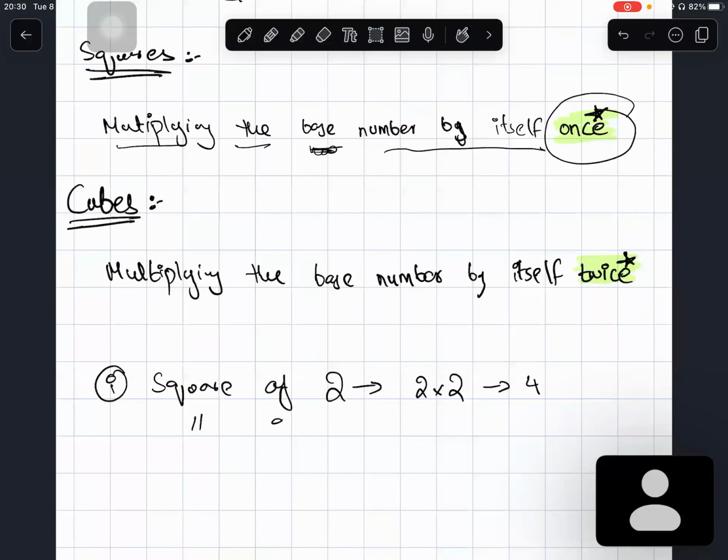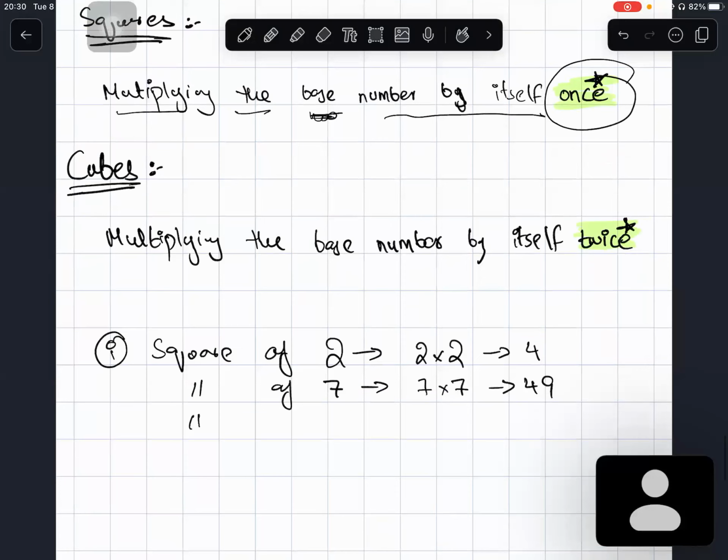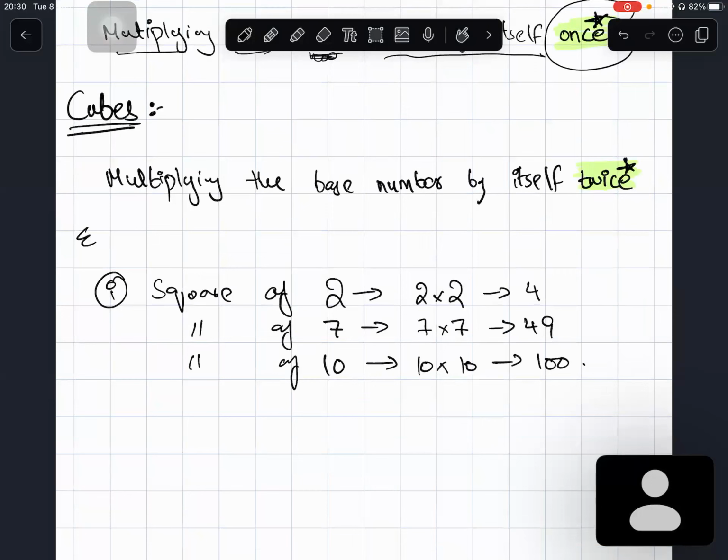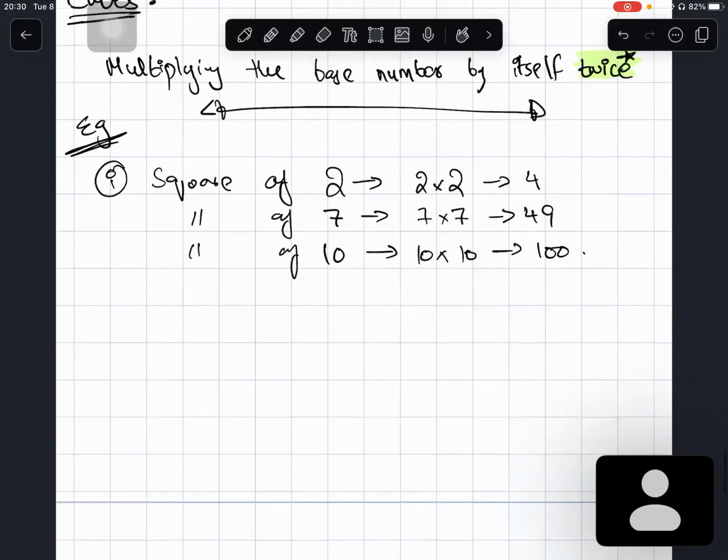The square of 7 would be 7 times 7. You multiply 7 by itself, which would be 49. Perfect. How about the square of 10? What do you think that would be? 100. Yeah, you will do 10 times 10, which would be 100. Okay, perfect. Now, let's talk about cubes.